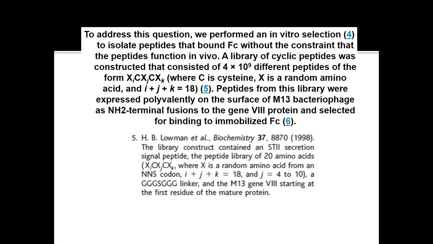They made cyclic peptides consisting of 4 × 10⁹ different peptides of the form XIC, XJC, XK, where C is a cysteine, so that's why they made them cyclic. They made cysteines that bound each other, made a little loop. Give it a little bit of structure so it would have some sturdiness to be able to bind.